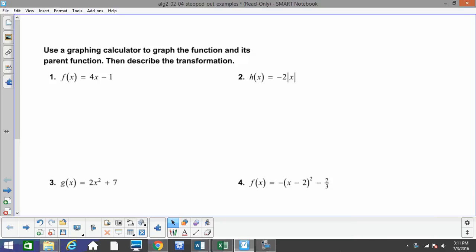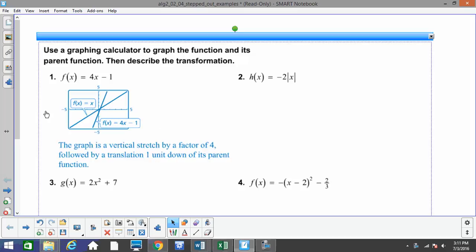All right, here's your problem of the day. Use graphing calculator or Desmos to graph the function and then describe the transformation. It's a vertical stretch by a factor of 4. Translation 1 unit down. That's a line.